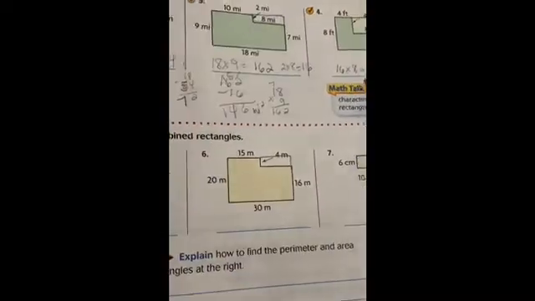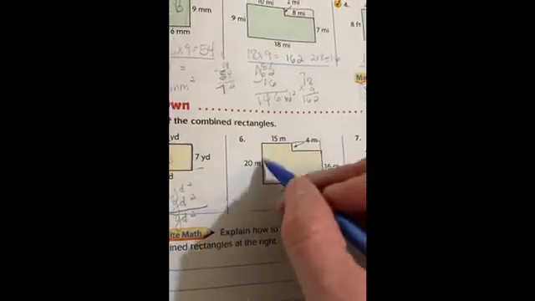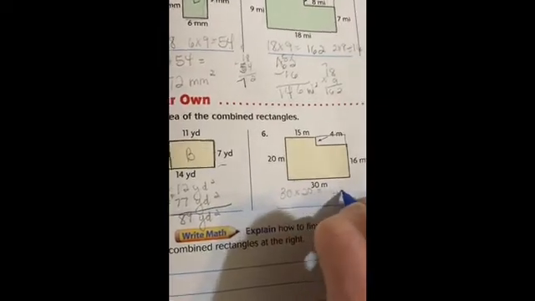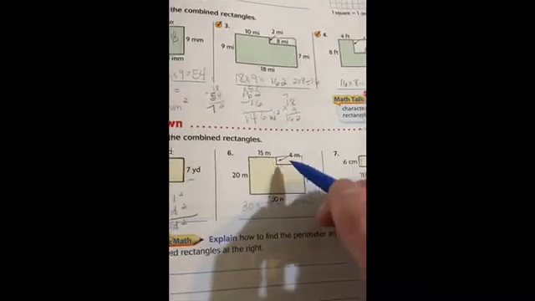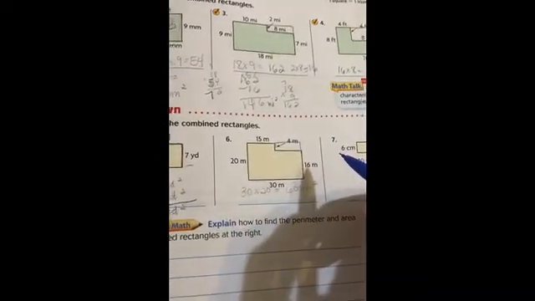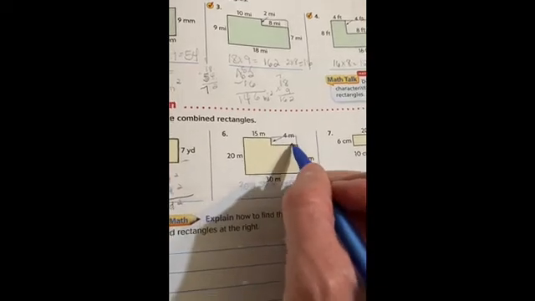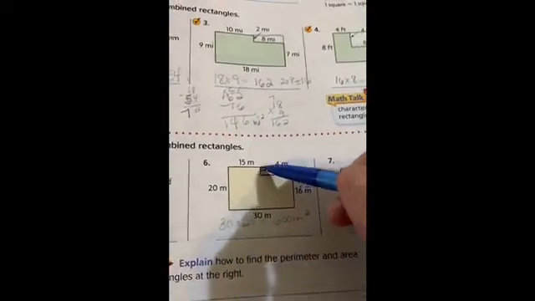For number 6, I'm going to use the subtraction method. So I'm going to make it one big rectangle space. I'm going to find the area of this total big piece. So base 30, height 20. 30 times 20, 600 square meters. And then I'm going to find the area of the missing piece. So they're telling me this is 4. I'm going to have to figure out what this is. So here's where the detective work comes in, friends. So we know height is 4.